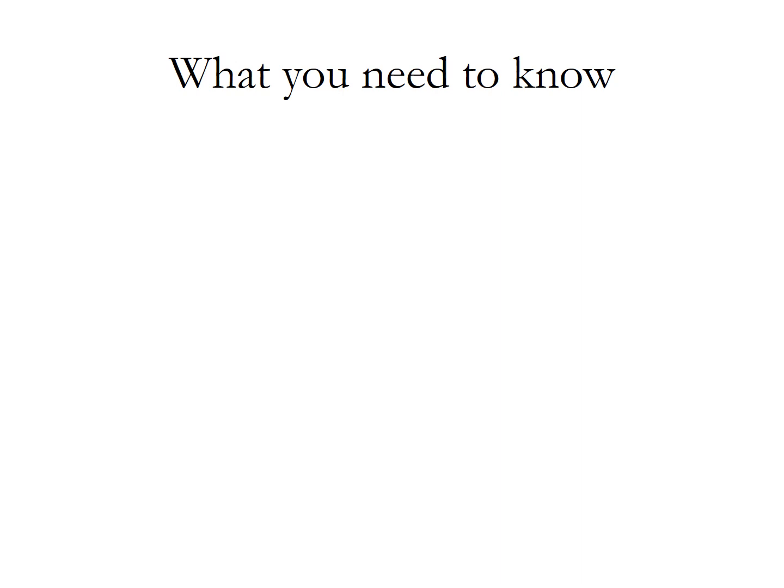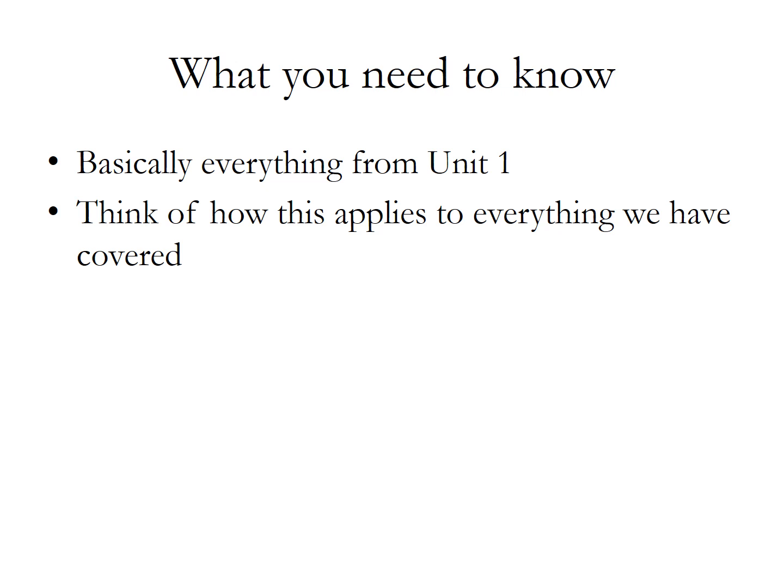So what do you need to know by the end of this? Basically, everything from Unit 1. It's really straightforward stuff. It's really foundational stuff. It seems really straightforward, and it is pretty easy. But what you want to think about, and I've said this before, is how it applies to everything we have covered, right? How can you apply this to population or migration? How can you apply this to religion or language, development, agriculture? These are the things that we want to think about.